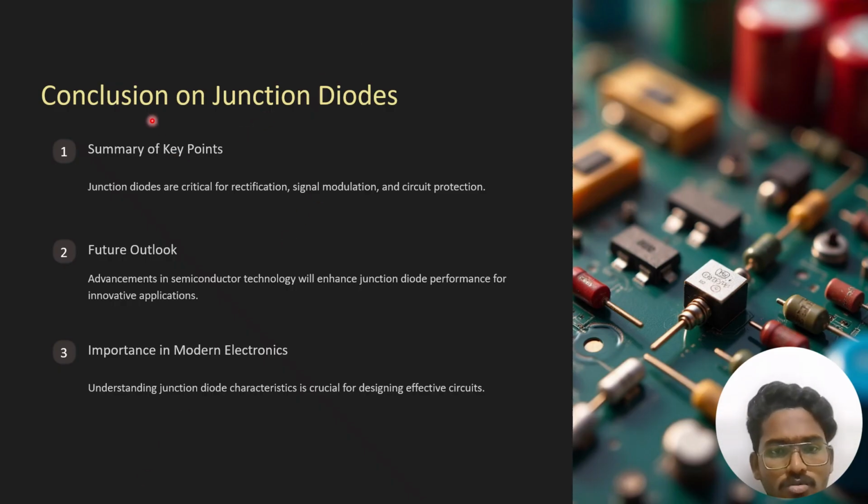Now, conclusion on junction diodes. The main points are junction diodes are critical for rectification, signal modulation, and circuit protection. Future outlook. Advancement in semiconductor technology will enhance junction diode performance for innovative applications. Importance in modern electronics. Understanding junction diode characteristics is crucial for designing effective circuits. Let's move on to the next slide.